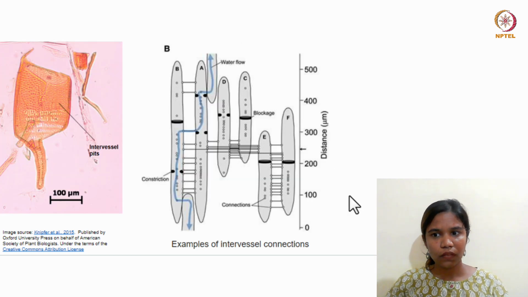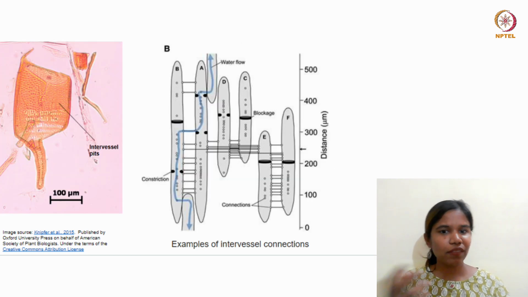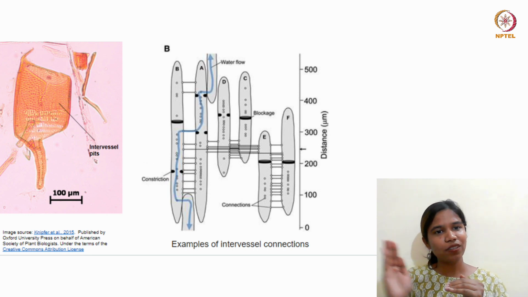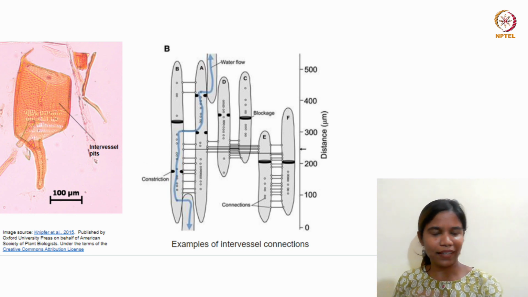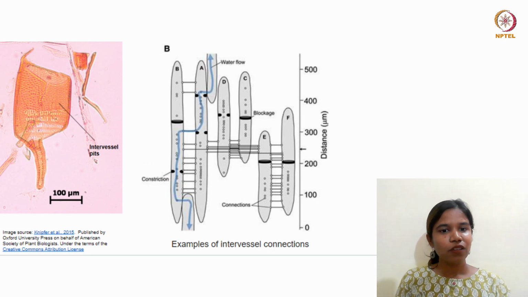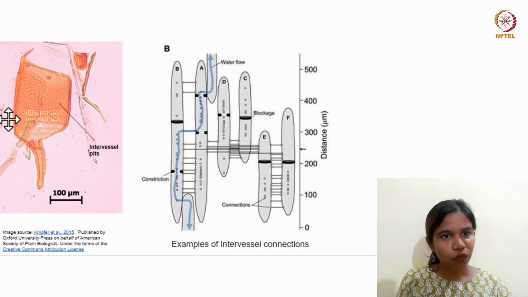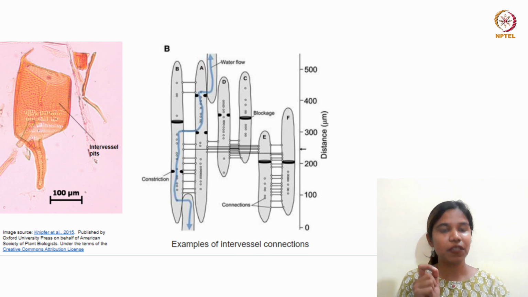Okay. Moving to next, now in this image, how are these vessels conducting water laterally? How are they transferring water to the next vessel that they come in contact with? So these vessels, on their walls, have something called intervessel pits. Okay, so they transfer water from one vessel to another vessel through these pits.